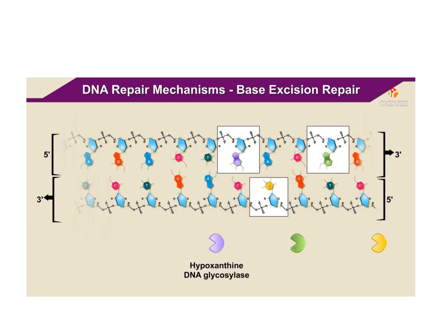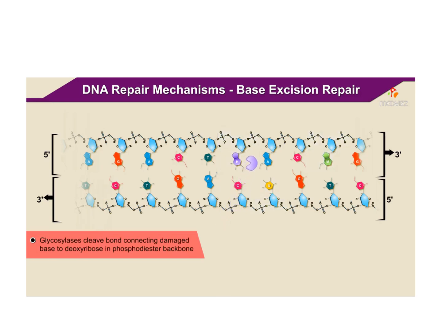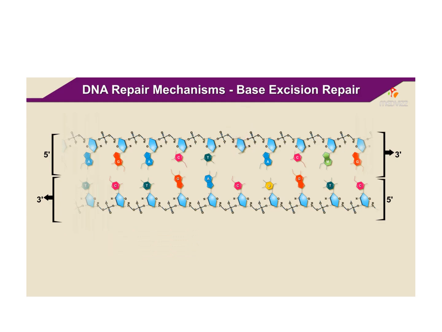Hypoxanthine DNA glycosylase, 3-methyladenine DNA glycosylase, and uracil DNA glycosylase recognize hypoxanthine, 3-methyladenine, and uracil respectively when these bases are present in DNA. The glycosylases cleave the bond connecting the damaged base to deoxyribose in the phosphodiester backbone. The result is an intact phosphodiester backbone missing a nitrogen base. The site is called an AP site. In this case, it is missing a purine, and is therefore an apurinic site. If it were missing a pyrimidine, it would be an apyrimidinic site.